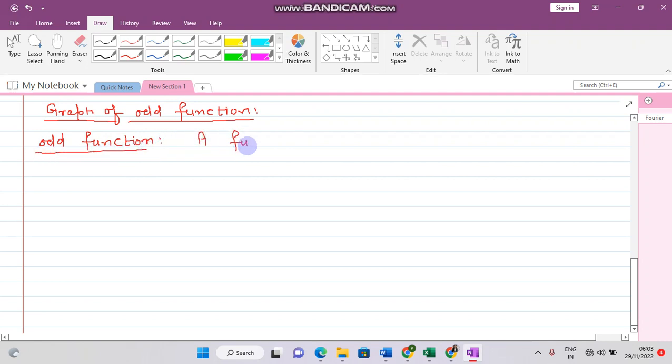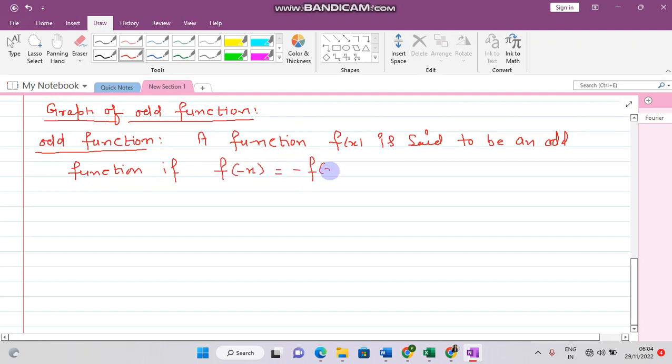A function f of x is said to be an odd function if f of minus x is equal to minus of f of x for all x belonging to the domain of the function. It means that if on changing x to minus x you can write it as minus of f of x, then the function is called an odd function.